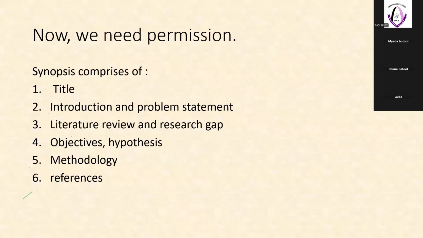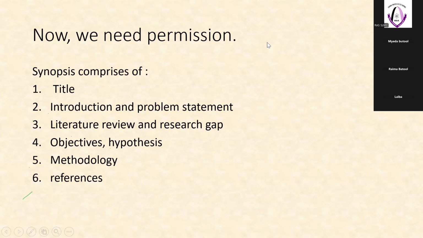Moving next, we need permission. What do you understand by this? We cannot go on conducting a research study without the permission of some review board. In every institute, there's an authority, which is the ethical review board of that institute, who are overlooking research projects. You need their permission, their approval, to execute a research study. Without their approval, you're not allowed to conduct a study.